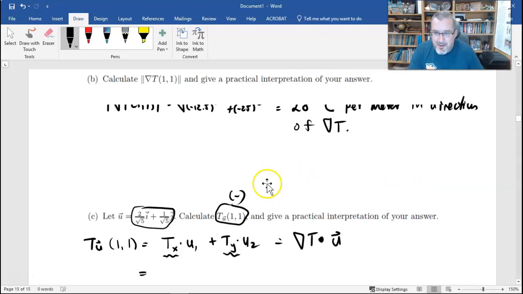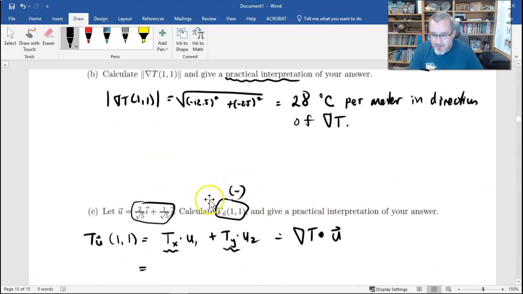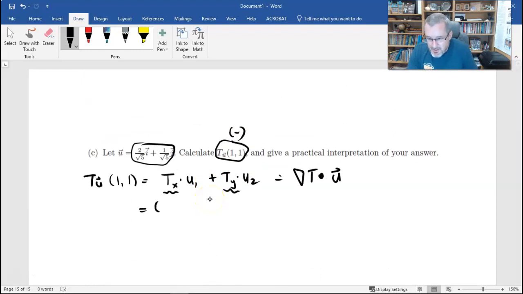So there's the gradient vector. We've already got that up here, negative 12.5 and negative 25. Let's do it. Negative 12.5 times something, negative 25 times something. Now what's the something? u is this vector. Now, based on its format, I think that's a unit vector. I think they already divided by the magnitude.